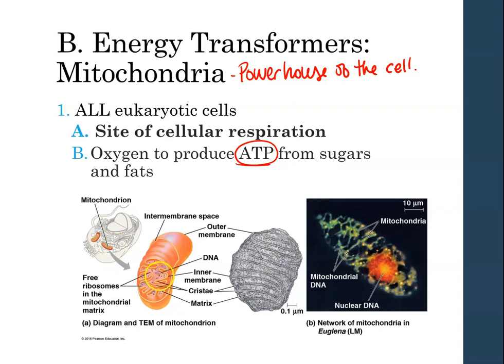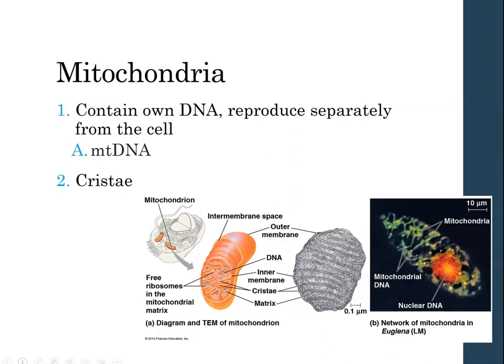Really important in a few minutes, mitochondria have their own DNA. They have their own ribosomes, and that DNA and ribosomes work to express the genes that help build the mitochondria and also help the mitochondria to perform its function. The mitochondria and chloroplast that we're going to talk about in a minute are the only organelles besides the nucleus that contain DNA. That DNA reproduces separately from the cellular DNA, from the nuclear DNA. And in the mitochondria, we call it mitochondrial DNA.